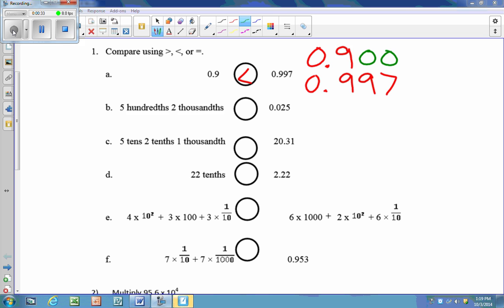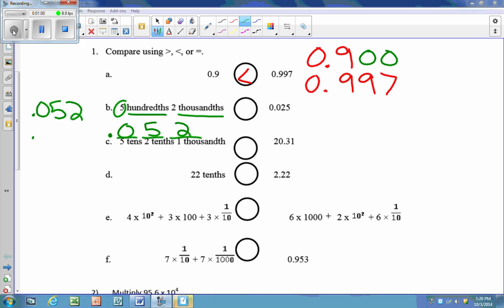Now look at letter B. The easiest thing for me to do for letter B would be to make sure that I transfer everything to a decimal. So since this is the hundredths place, I know I'm starting in the hundredths place, so I lay out some lines to fill stuff in, and I have to go to the thousandths place. So there's a 5 in the hundredths place, and there's a 2 in the thousandths place. So then that tells me I need to add a 0 there. And now over here I can stack my two numbers.